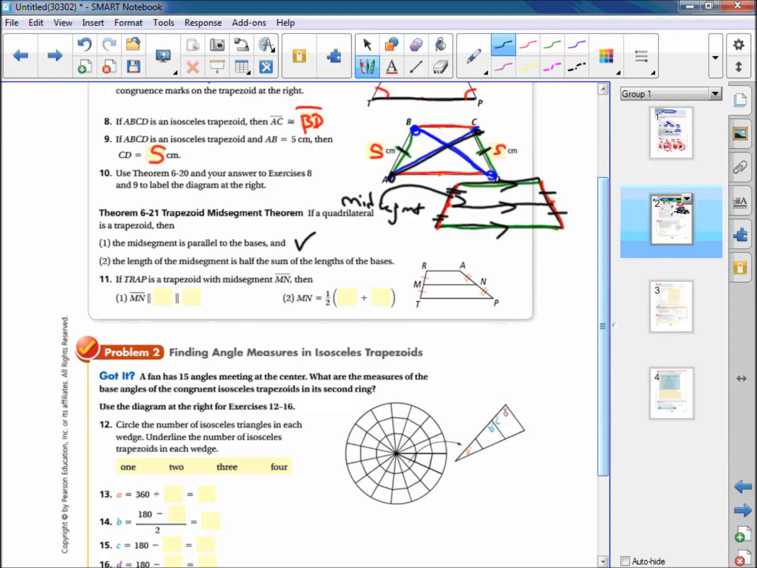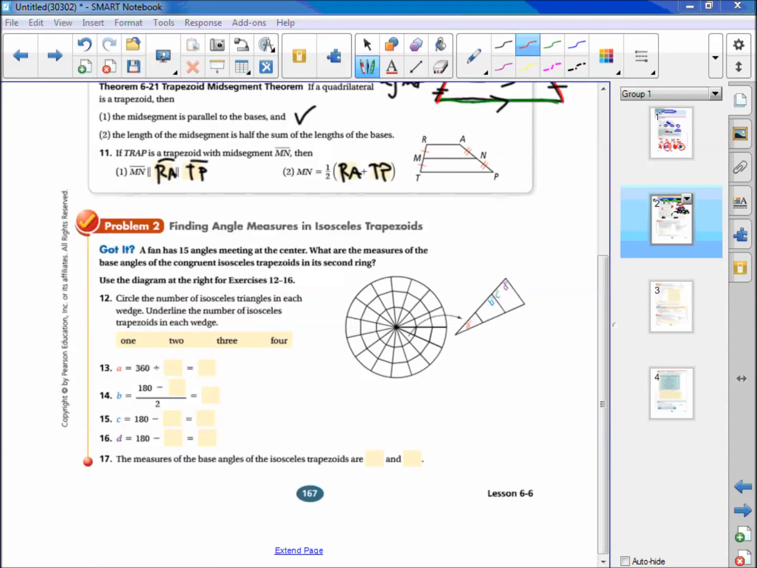So if TRAP is a trapezoid with mid-segment MN, then MN is going to be parallel to RA, and that will also be parallel to TP. It's going to be parallel to the bases. And the length of MN is going to be half the length of RA plus the length of TP. So we can add up the bases and then divide it by 2 and get the length of the mid-segment. It's kind of like averaging the bases.